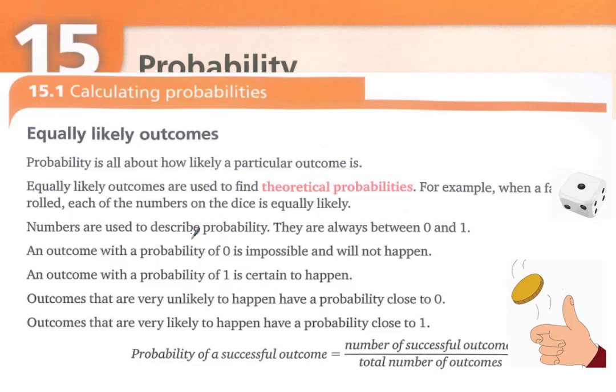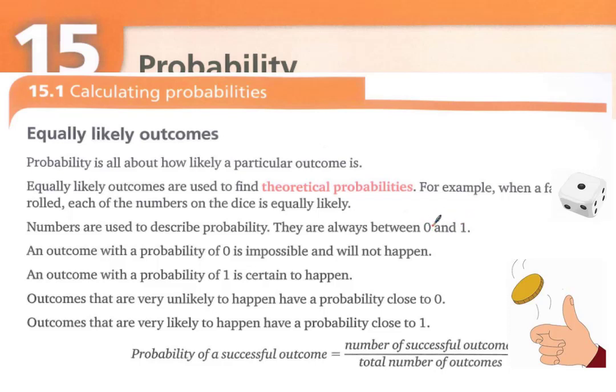Hello dear students, today's new chapter is probability and first lesson is calculating probabilities. As we know, probability is all about the likelihood of a certain event to occur. For example, rolling a die or tossing a coin. Usually the probabilities have values between 0 and 1.